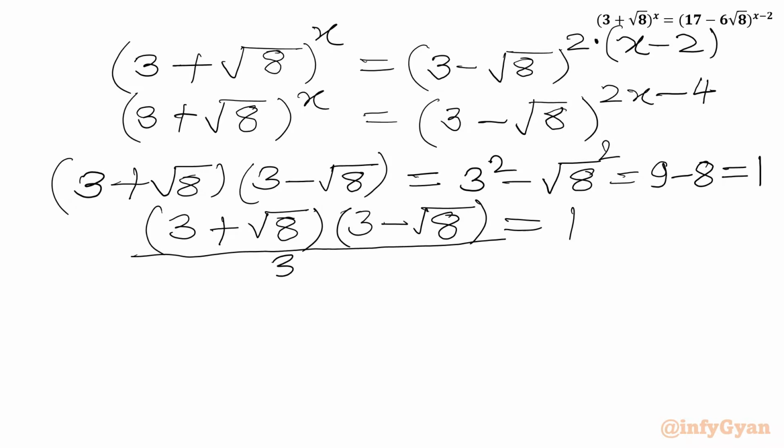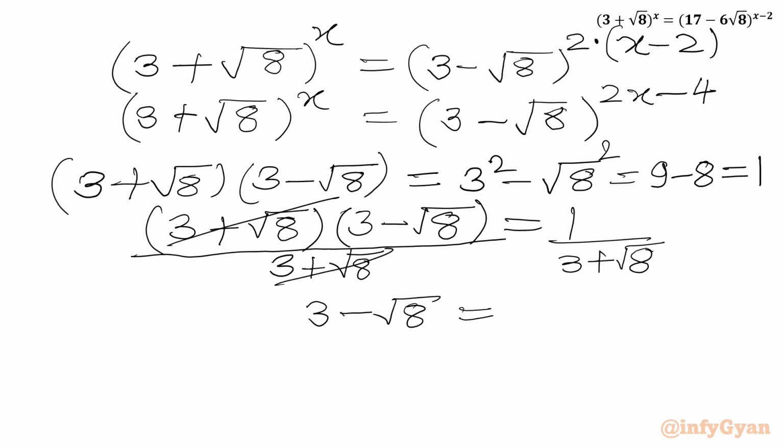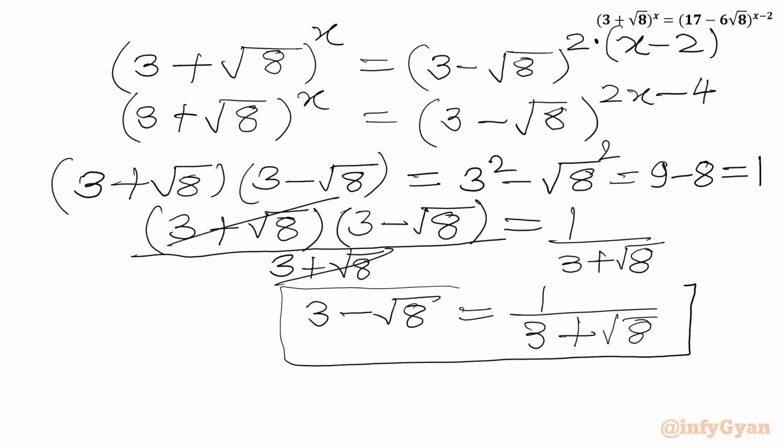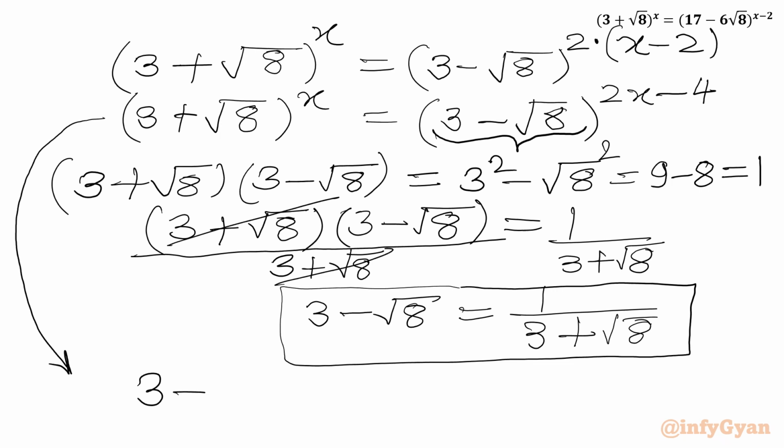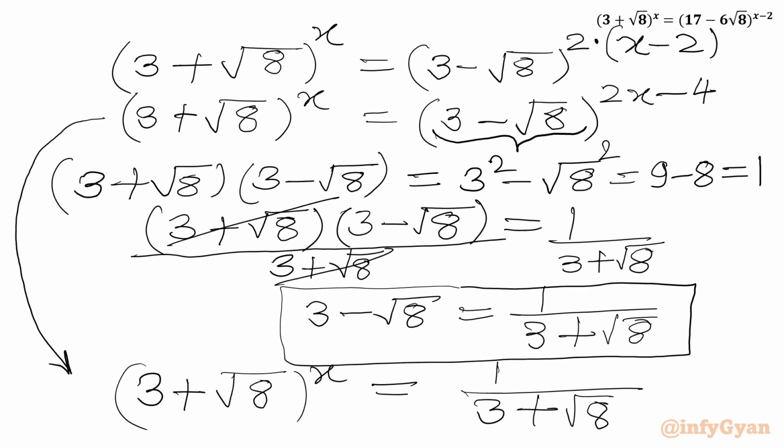Now we will divide both sides by 3 plus square root 8. We will cancel 3 plus square root 8 from the numerator and denominator of LHS, and we can get one strong result: 3 minus square root 8 will be equal to 1 over 3 plus square root 8. So in place of 3 minus square root 8, we can write 1 over 3 plus square root 8. I will write 3 plus square root 8 whole power x will be equal to 1 over 3 plus square root 8, then we will put whole power 2x minus 4.